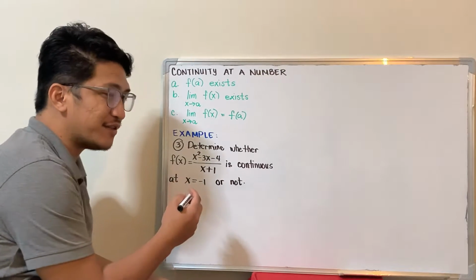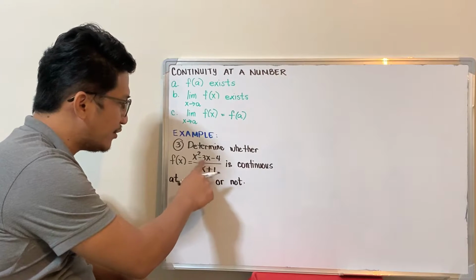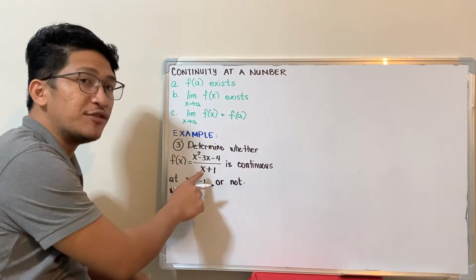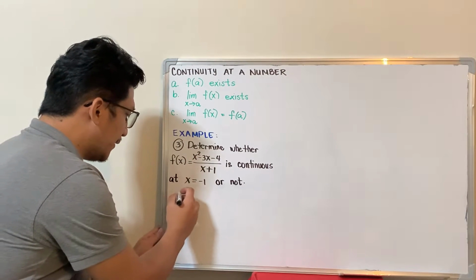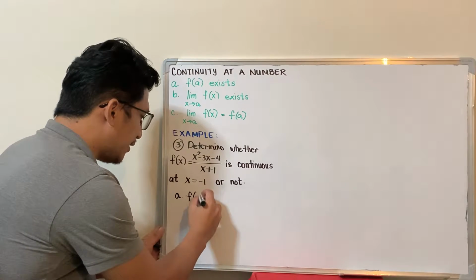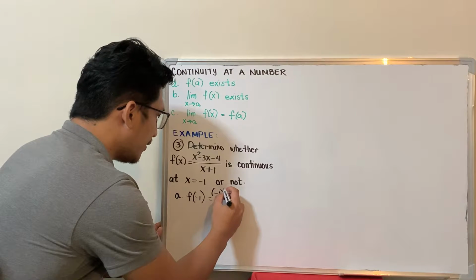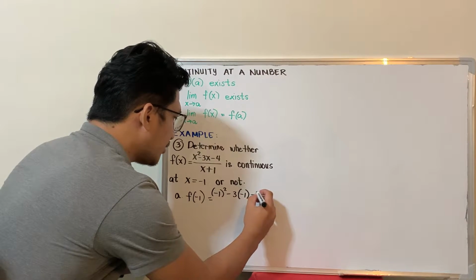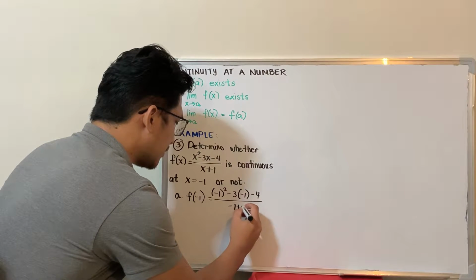Okay, again, based on our knowledge in algebra, the value of x in this function should not be equal to negative 1. Otherwise, it becomes undefined. So look at this one, no? So letter A, if you are to substitute f of negative 1 to the function, this becomes negative 1 quantity squared minus 3 times negative 1 minus 4 all over negative 1 plus 1.